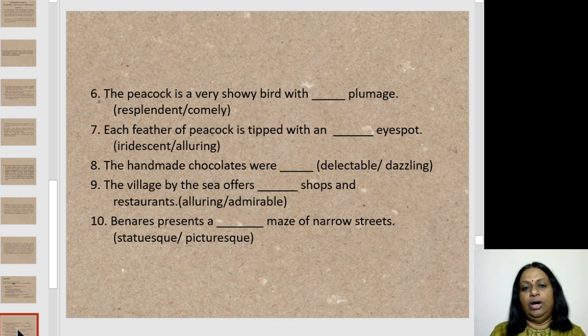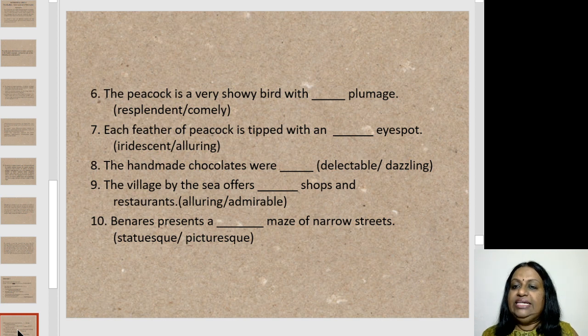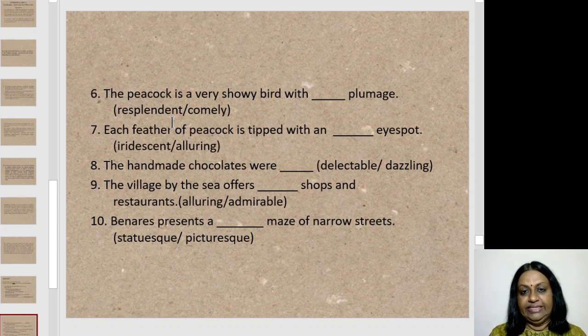Let's go to gap fill 6. The peacock is a very showy bird with dash plumage. Resplendent or comely? Which would you use? Resplendent. That is beautiful, exotic. Comely also is a physical description, but it has a connotation of ordinary. But when you're talking about a peacock, a showy bird, you would use the word resplendent.